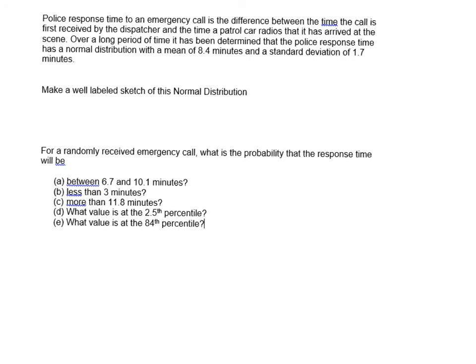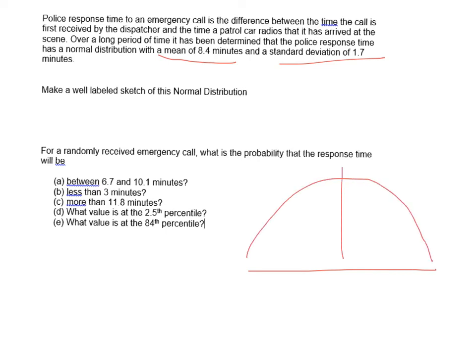So here's another problem we're going to be able to use the empirical rule for to answer. And it says police response time to emergency call is the difference between the time the call is first received and then when the patrol cars arrived. So they did some kind of relative frequency probability, it looks like, and they said the mean time is 8.4. There's a standard deviation of 1.7. So, make a well-labeled sketch I'm supposed to do. Remember what I said about making a sketch? And here's my first very exact sketch I'm going to make.